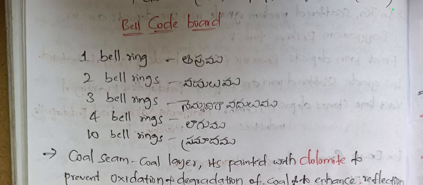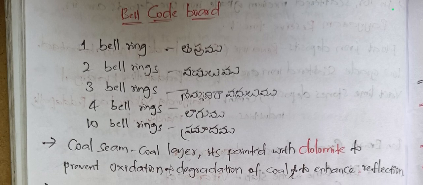So there is a bell code board which you can see here. If one bell rings, it stops. If two bells, they keep lowering. 3 bell rings, they lower slowly. If 4 bell rings, they pull up. 10 bell rings, it is just like a danger signal.